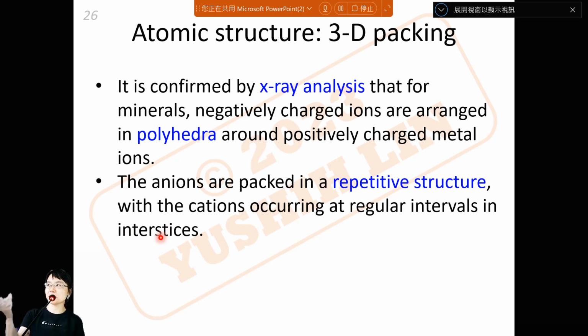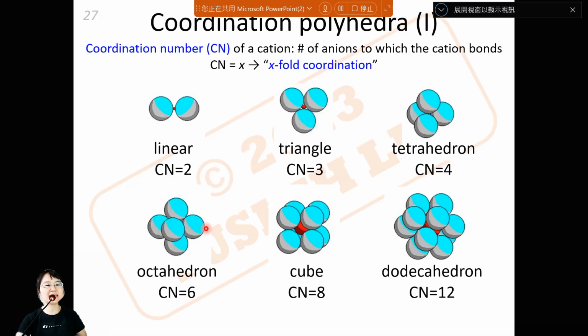So if you look at a piece of mineral, the majority part you would look at is the anion. Cation would be like a small ball inserted into the interstices of the structure. And Pauling's rule tells you what determines the type of polyhedron. This is a coordination number. The blue and the red, which one is anion, which one is cation? Now you have a very good understanding which one should be larger, which one should be smaller.